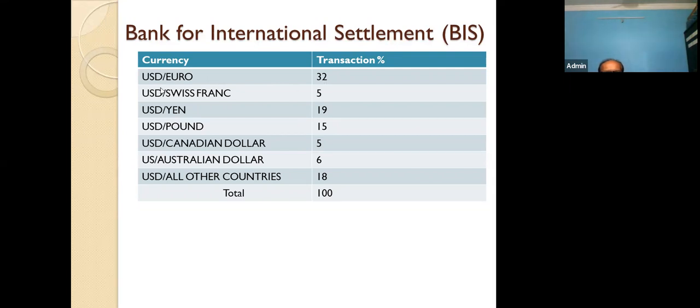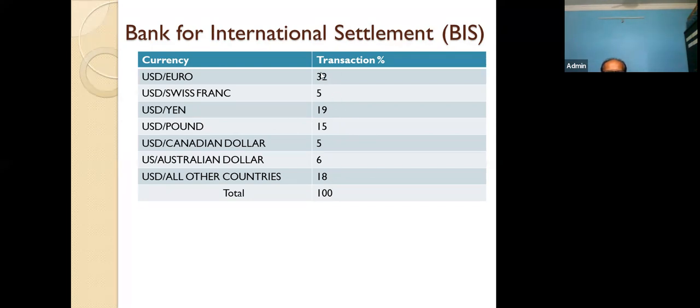Just imagine. Then US dollar with Swiss franc has 5% transaction at international level. Then US dollar and Japanese yen. Yen is the currency of Japan. It has almost 19% transaction. Then US dollar with pound has 15%. US dollar and Canadian dollar, 5%. US dollar and Australian dollar, 6%. And US dollar with all other countries, 18%.